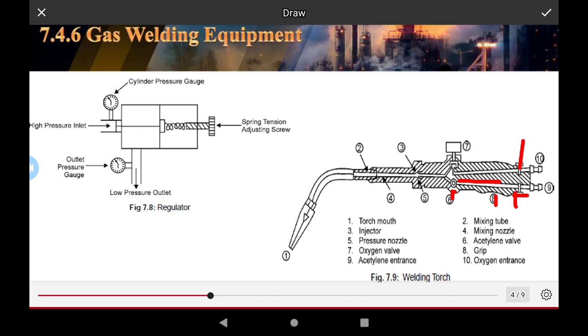and this is the valve that opens and closes the flow from the pipe of the oxygen cylinder. This is 9 and 10, where the oxygen enters. The 10 portion is where oxygen enters this pipe, and 9 is the pipe where acetylene gas enters, the acetylene pipe.